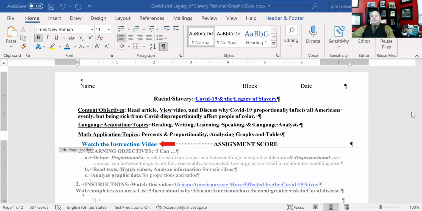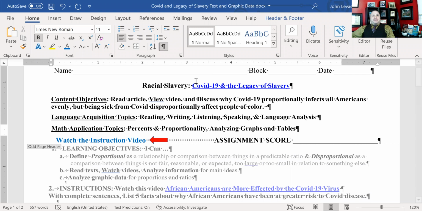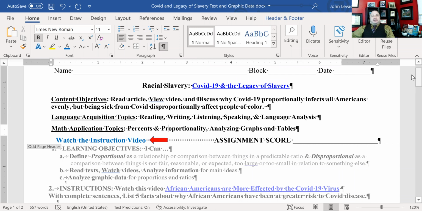All right, let's take out that assignment, please. Okay, here we are. Here's the assignment. The unit is racial slavery, and the topic of this lesson is COVID-19 and the legacy of slavery. And if you click on that link, it will take you to an ABC News broadcast on the same topic.